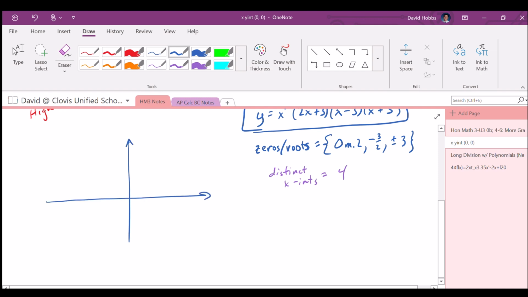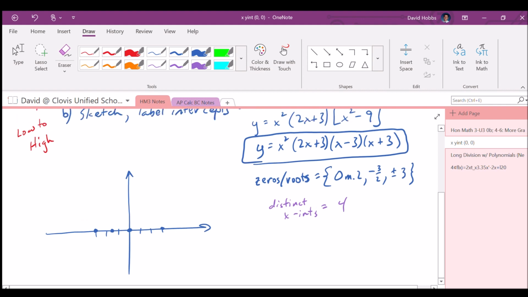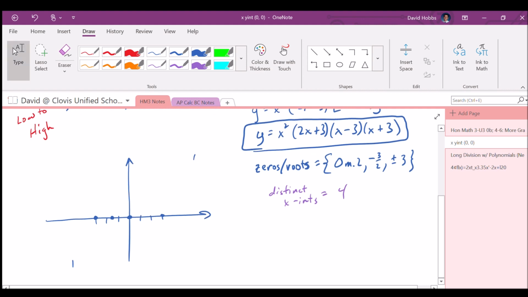Okay, so we've got 0, I've got -3/2 and -3 out to the left, and +3 out to the right. And this is a low to high, so out to the left a low mark, out to the right a high mark. Okay, now, do any of them bounce?